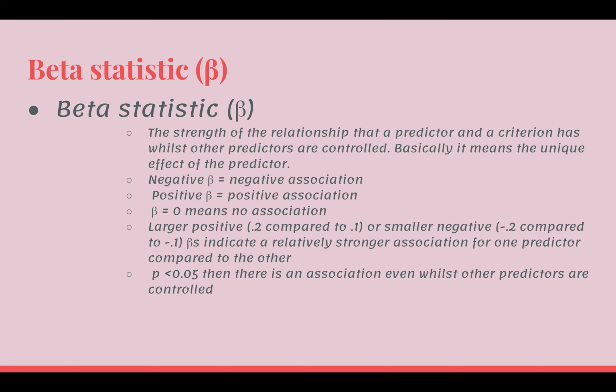Beta statistic also utilizes a p-value to showcase statistical significance. If p is less than 0.05, then there's an association even whilst other predictors are controlled. But it's harder to predict the effect size for beta statistics, since it depends on the other predictors being controlled for.